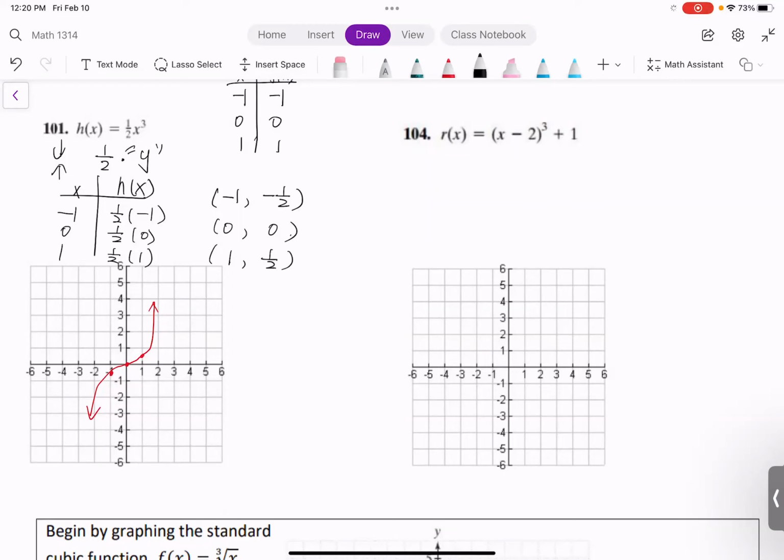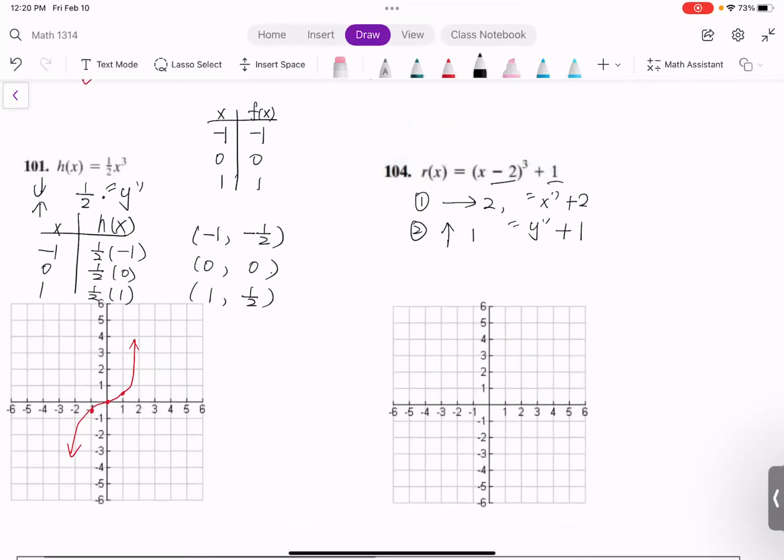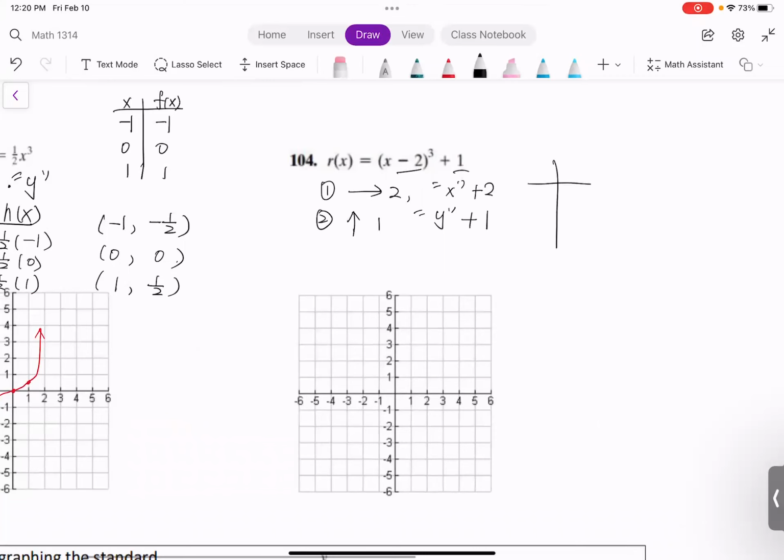How many transformations? We have 2, inside and outside. So from inside to outside, inside we have the horizontal shifting. We move the graph to the right 2 units. That means all the x values add 2. Second, +1 means we move up 1 unit. All the y values +1. And then let's find the new key points.